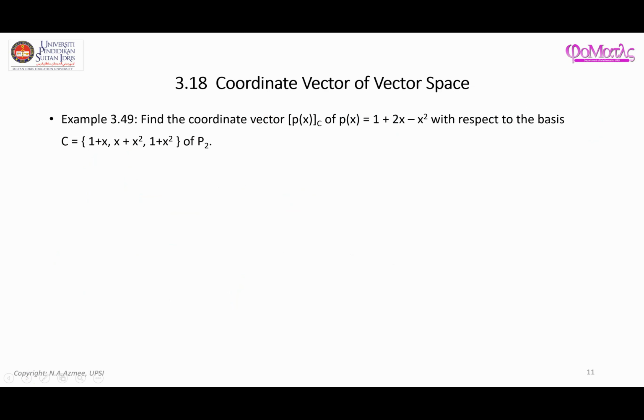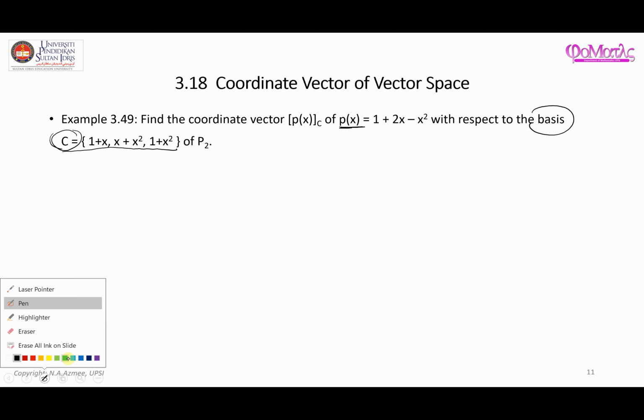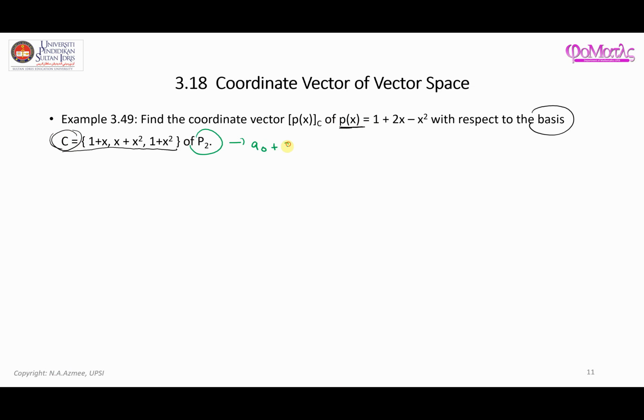Now here is another example, but this is going to be a bit long because here the basis is not standard. The basis is defined as such, and you are asked to find the coordinate vector of p(x) here with respect to basis C. So as always, what is P2? Polynomial of degree 2, which has this general look of a0 + a1x + a2x squared.